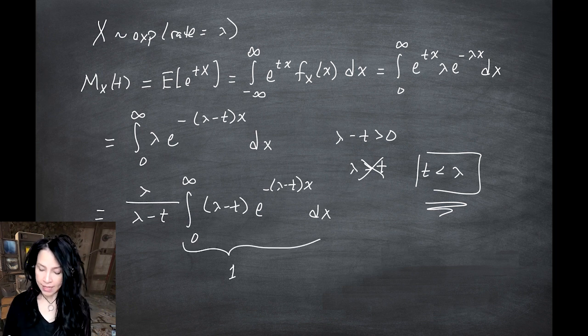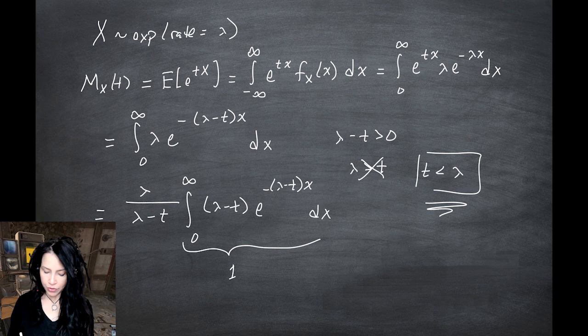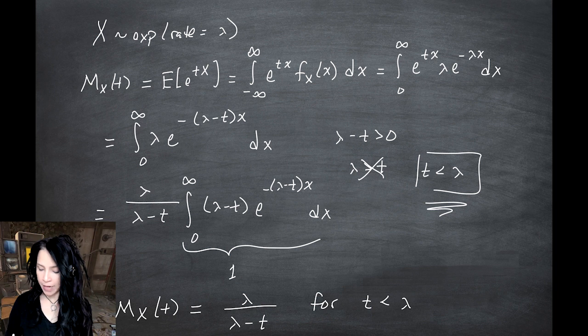And now this is the integral of the exponential PDF with rate lambda minus t, and it integrates to 1. So to summarize, the moment generating function for this exponential distribution is lambda over lambda minus t, and this holds as long as t is less than lambda.